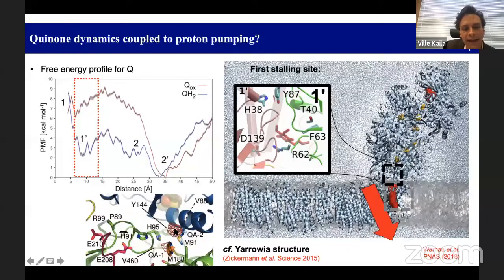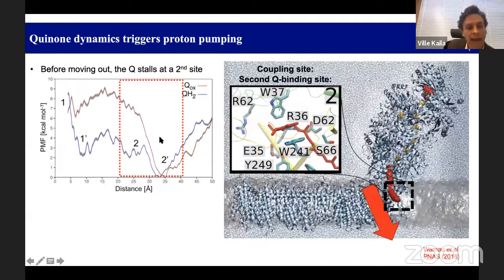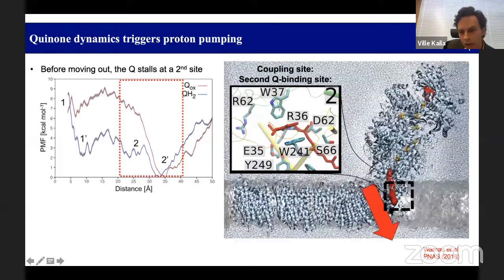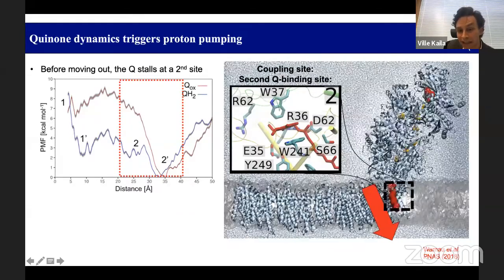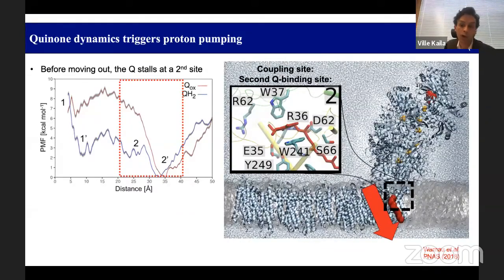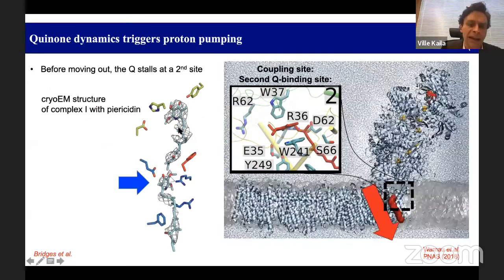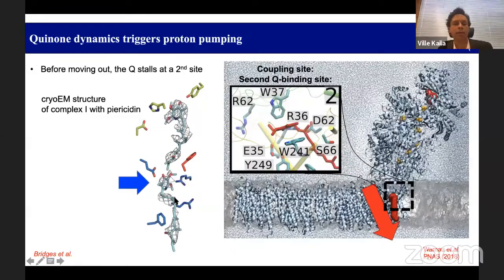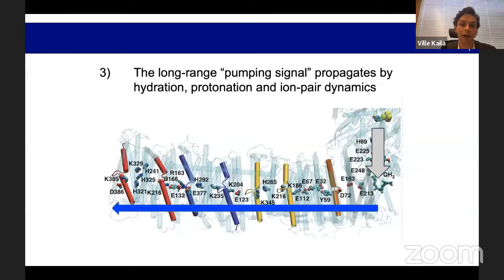You see a local minima that matches quite nicely with an inhibitor-bound form of this enzyme. And then you have here quite much further out in the membrane part of the system, two very, very interesting local minima. And we think that these are important stalling sites for the quinone. And what is quite nice is that we were recently able to resolve this second binding site by cryo-EM, where we can see an inhibitor binding to this predicted site. So I think that it provides a very nice validation to our free energy profiles.